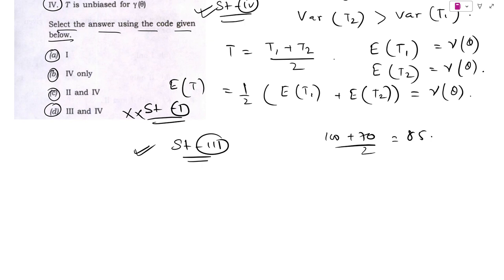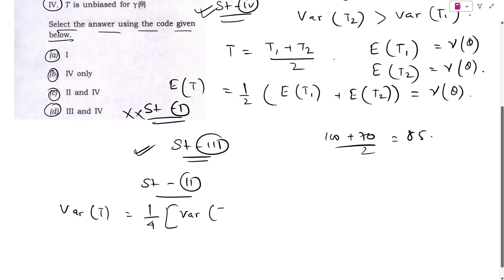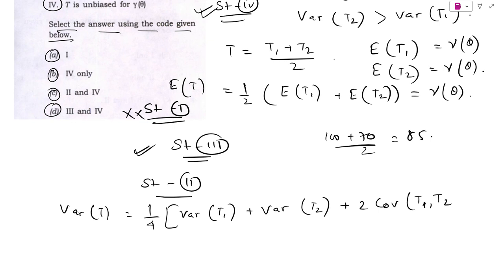Okay. Now examine the statement number 2. Statement number 2 claims variance of T is variance of T1 by 4. So there is absolutely no theoretical basis for this. Actually, variance of T is equal to 1/4 of variance of T1 plus variance of T2 plus 2 into covariance of T1 and T2. And unless the covariance satisfies a very special condition, this expression does not simplify to variance of T1 by 4, right? So statement number 2 is false.